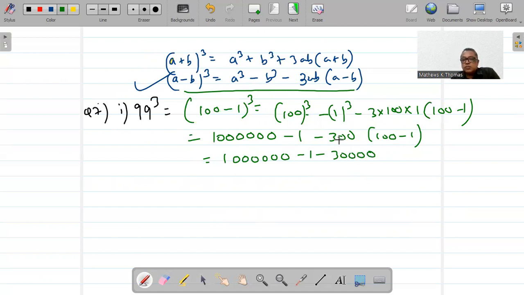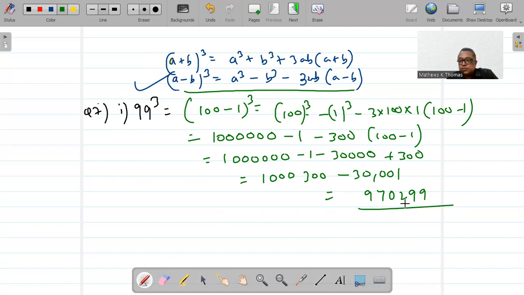30,000. And minus 300 into minus 1 will give me positive 300, right? When there are two negatives, that will become a positive number. So I'm going to add this up. So I'm going to get 1,000,300 minus 30,001, right? So my answer will be 970,299. That will be my final answer.